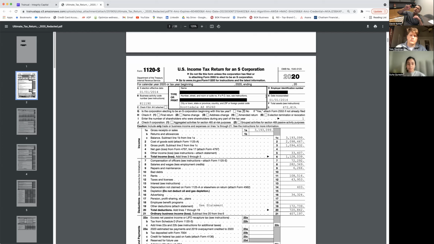And you're looking for large discrepancies. So for example, if all of a sudden I look at it and go, well, gosh, it shows that you had salaries and wages of 100,000 in 2019, and now you have salaries and wages of 282,000 in 2020. Like, what happened? What are you doing?